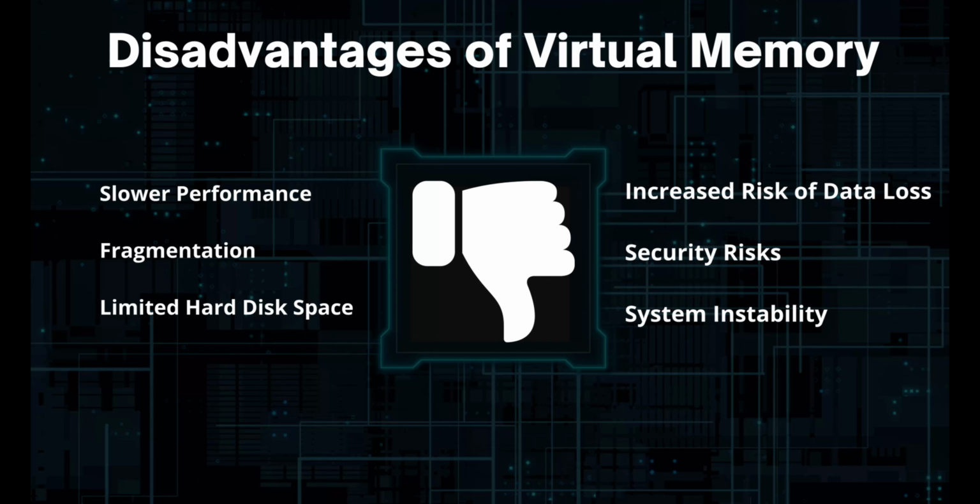Third is limited hard disk space. Using virtual memory requires a portion of the hard disk to be reserved for paging files, which can limit the amount of available storage space. Fourth is increased risk of data loss. If the hard disk fails or becomes corrupted, data stored in the virtual memory can be lost or corrupted.